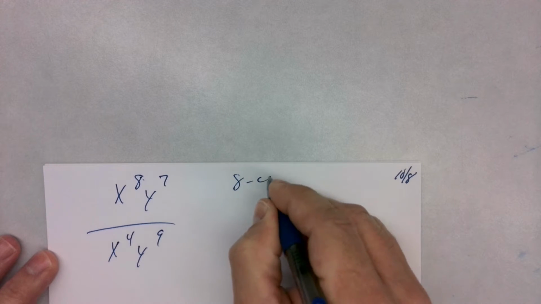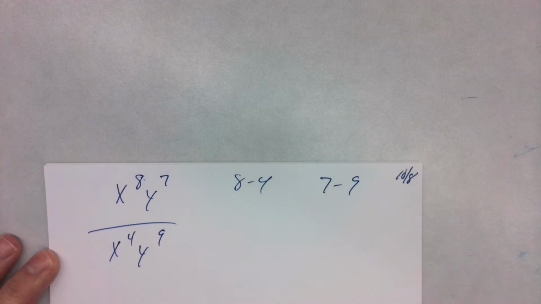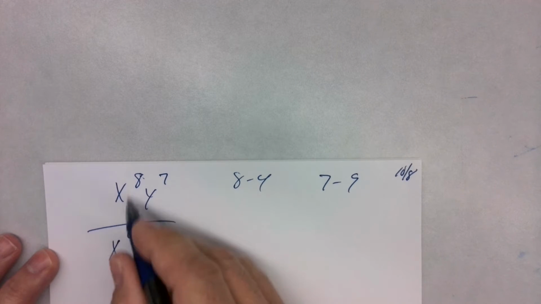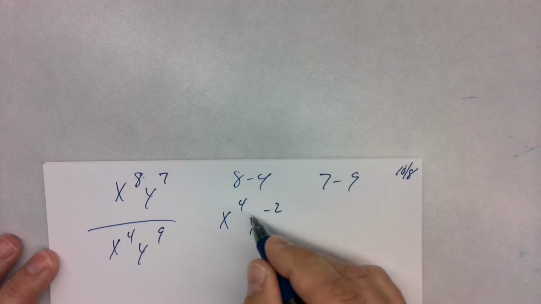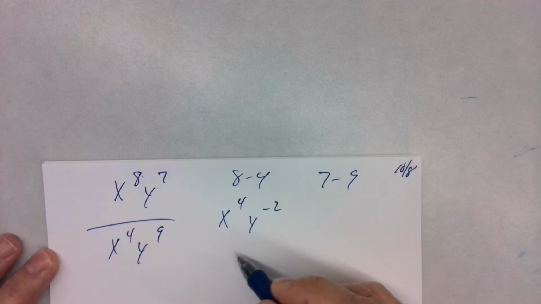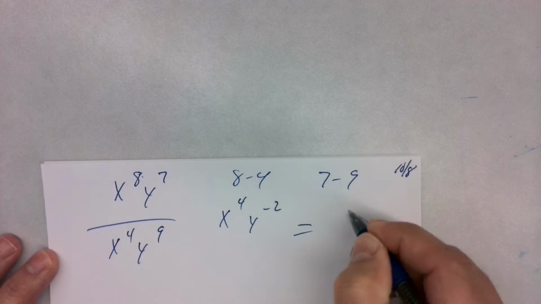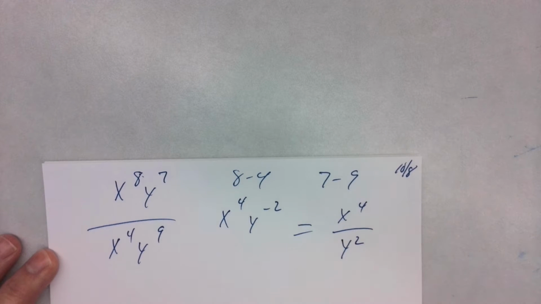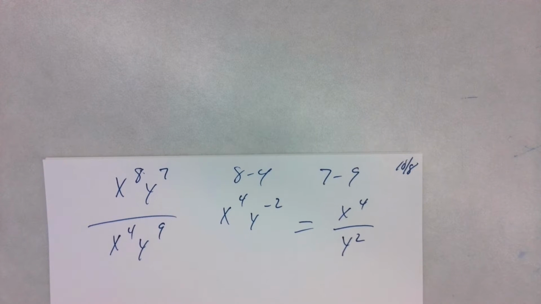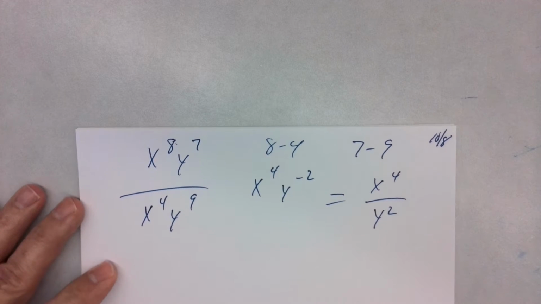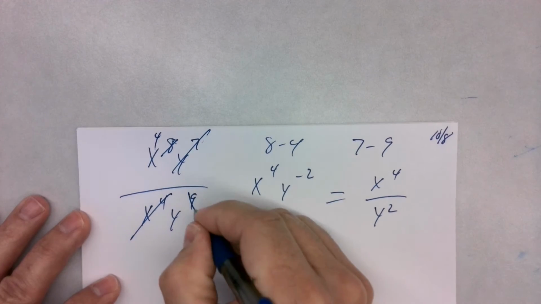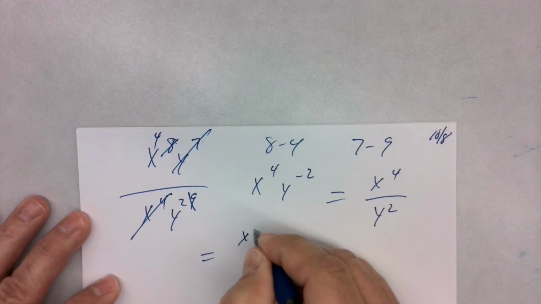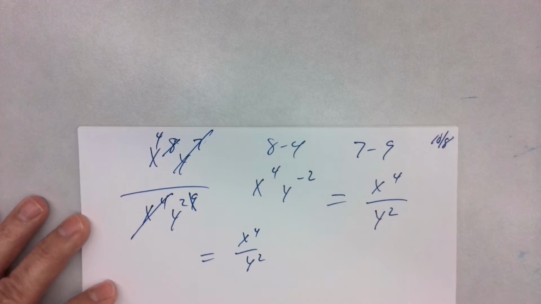Yes, you're going to go 8 minus 4, and you're going to go 7 minus 9, right? So this one would give me x to the 4th, and that one would give me y to the negative 2. But I never want to leave that negative like that, so that negative tells me to move it where? Into the denominator. I would have gotten x to the 4th over y to the 2nd. Now what most kids do, and what I was taught to do when I was in high school, was this. You just get rid of 4 of those, get rid of 7 of those, and you end up with x to the 4th over y to the 2nd.